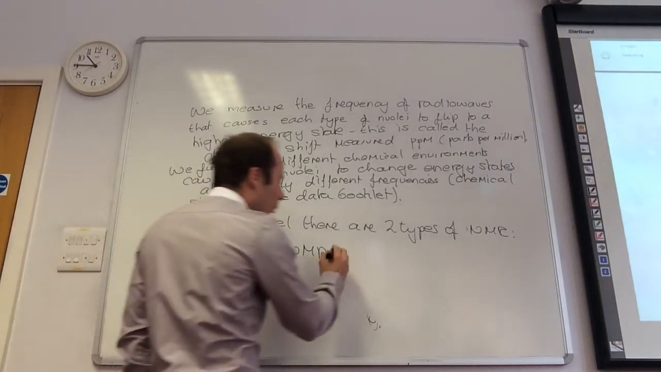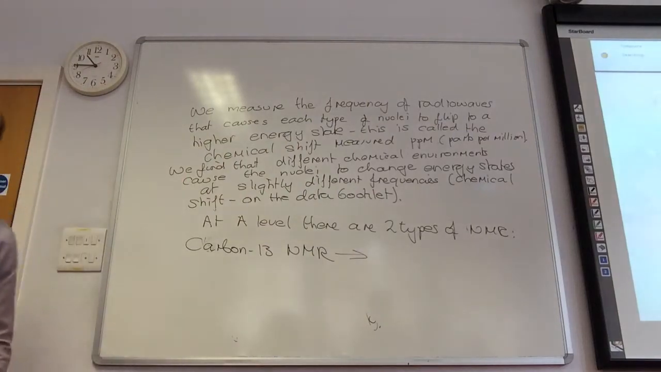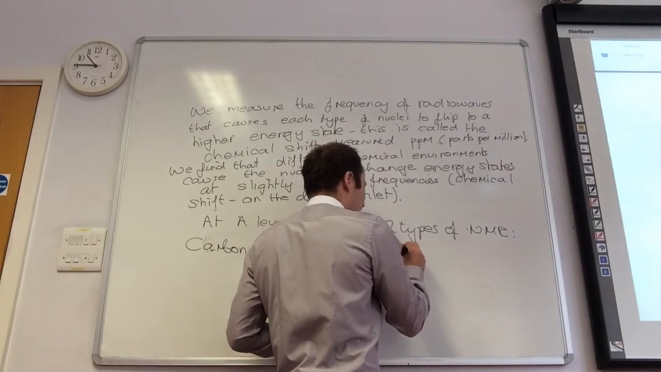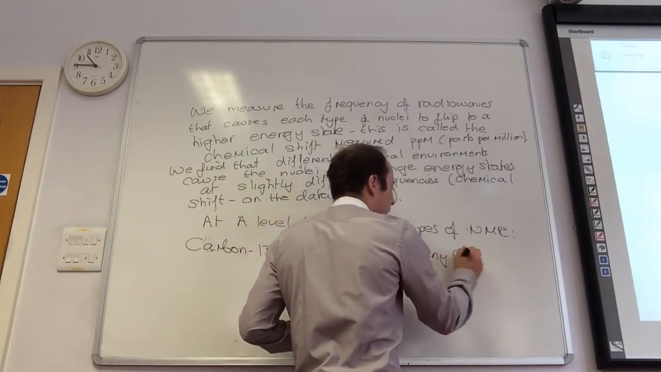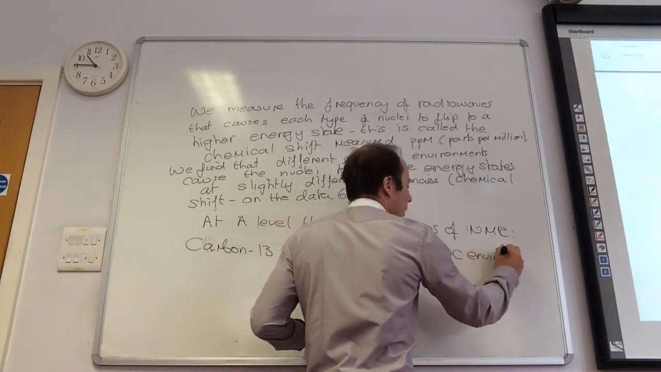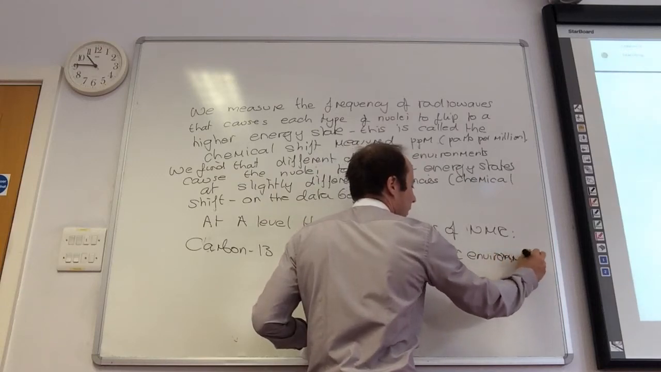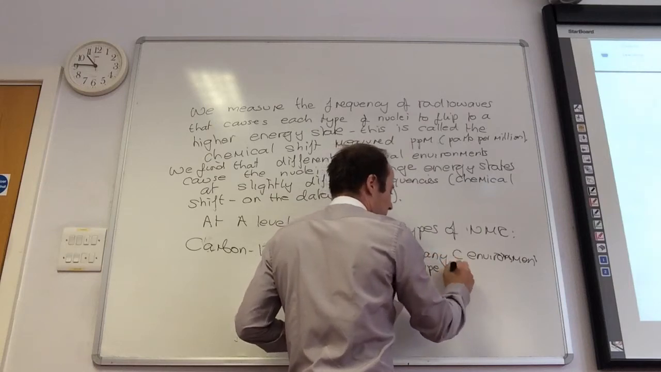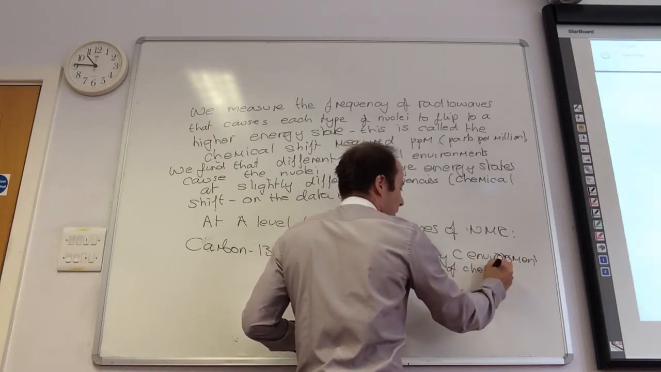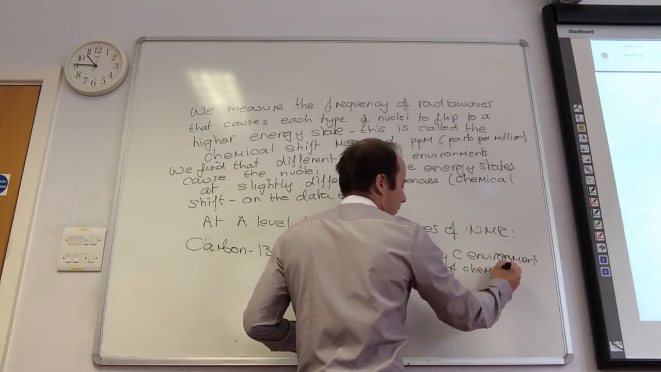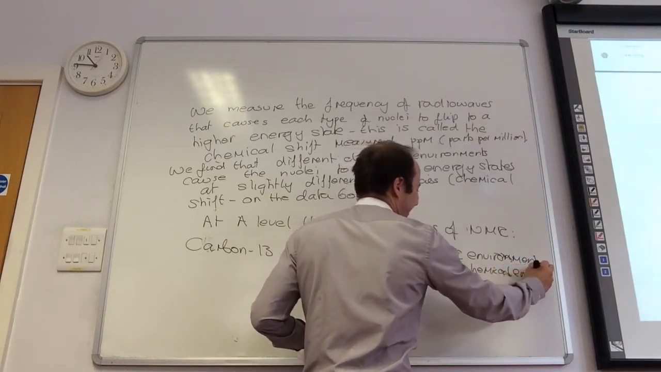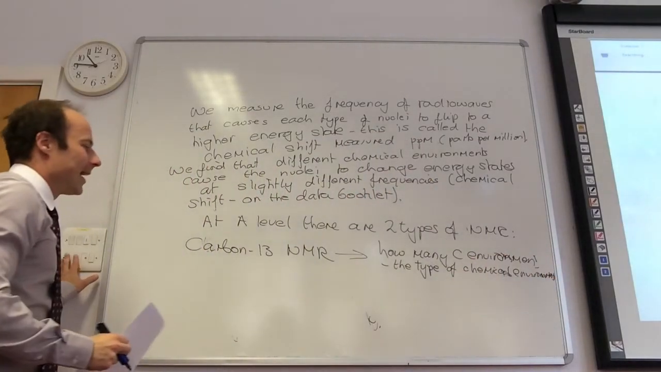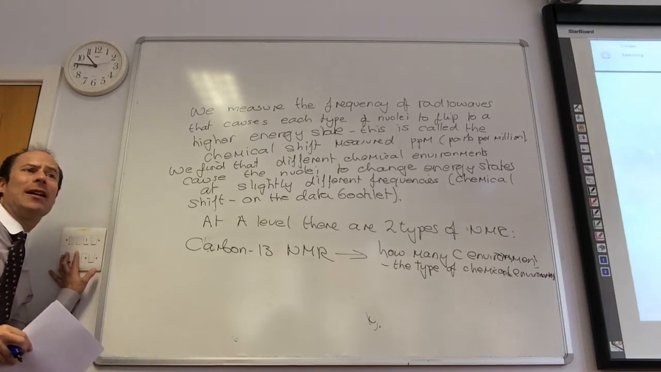What information can I get from a carbon-13 NMR? How many carbon environments there are, and I can work out structural information from that, and the type of chemical environment. That's all I can get, really. Carbon-13 NMR is simple, so people like it.